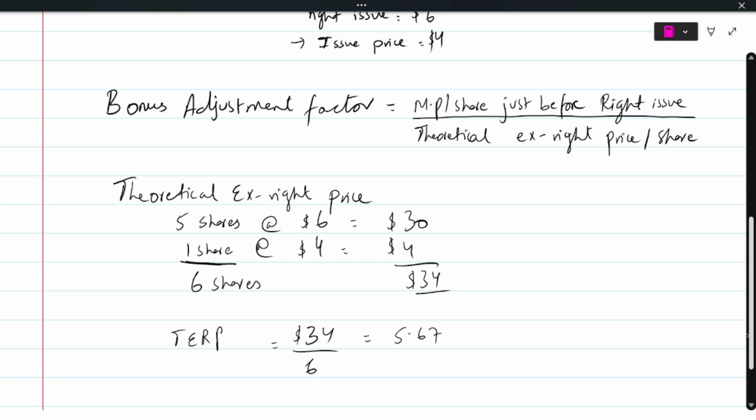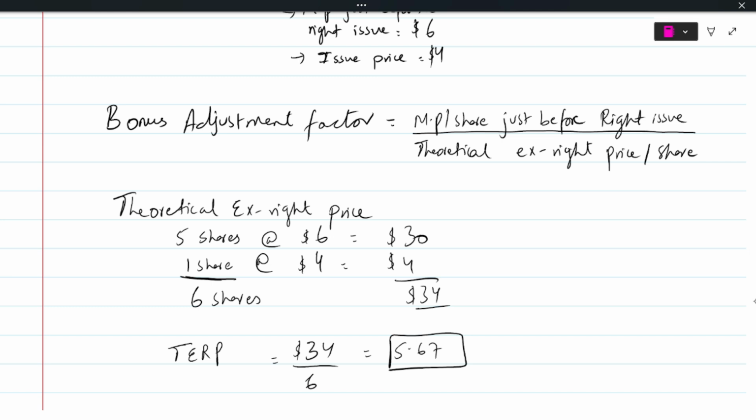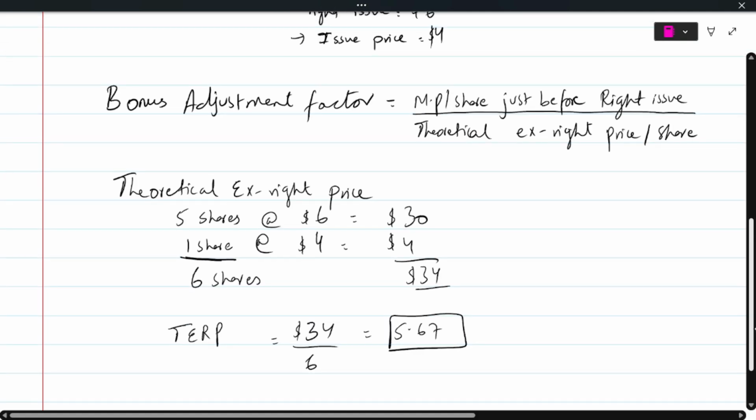Okay, I'm just going to use the short form from now onwards, TERP, which means theoretical ex-rights price. So my TERP is equivalent to 5.67. This is how you calculate the theoretical ex-rights price. How many shares do I already have? I have 5 shares, and I have obviously paid market price for those, so that's $30. Then I was given one more, for which I paid $4, so that's $34, and total shares of 6. So 34 divided by 6 is $5.67.